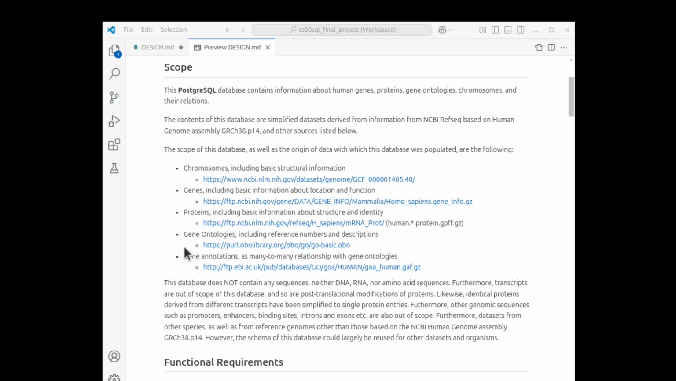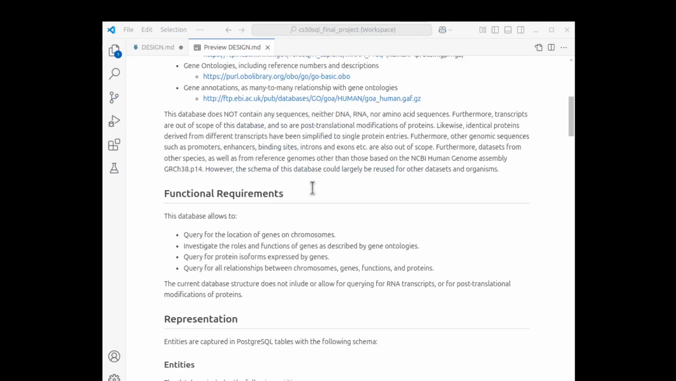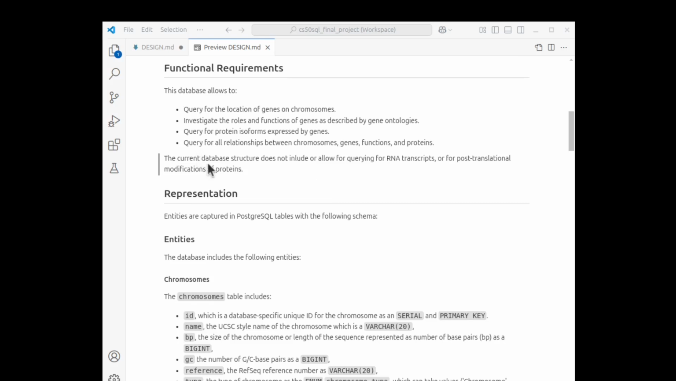And I listed here the sources of the data which I used to populate these datasets. So basically I downloaded data from all of these sources. I pre-processed this data and especially simplified the data with Python. And then I imported this data as CSV files into the PostgreSQL database. Generally speaking, I want to be able to query for all relationships between chromosomes, genes, functions, and proteins.